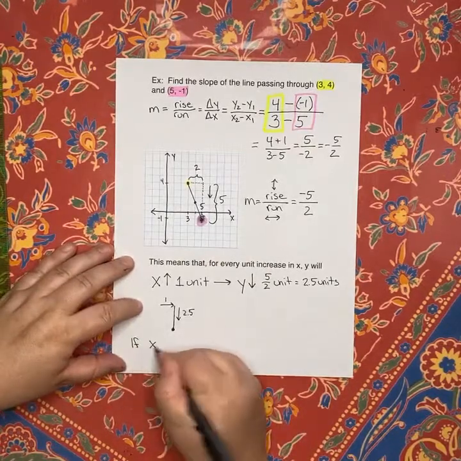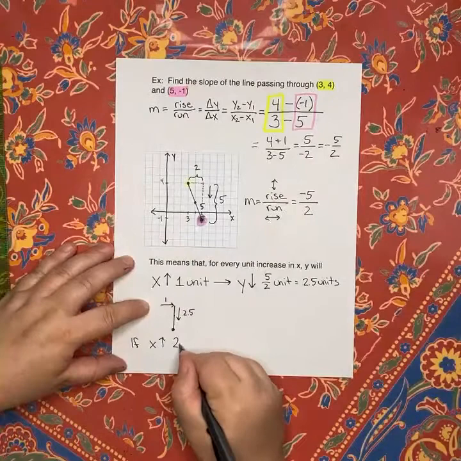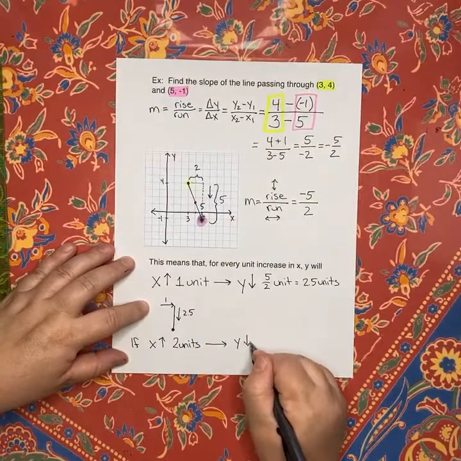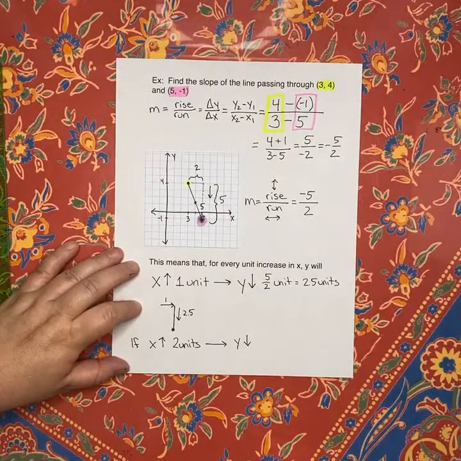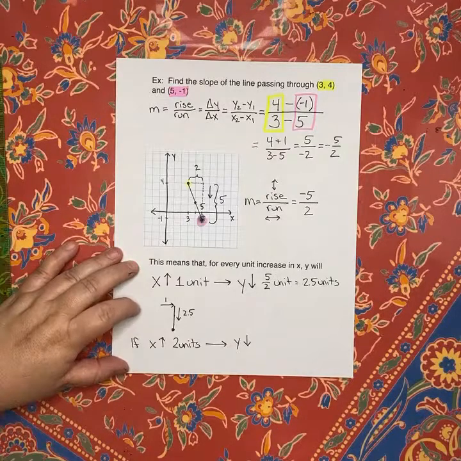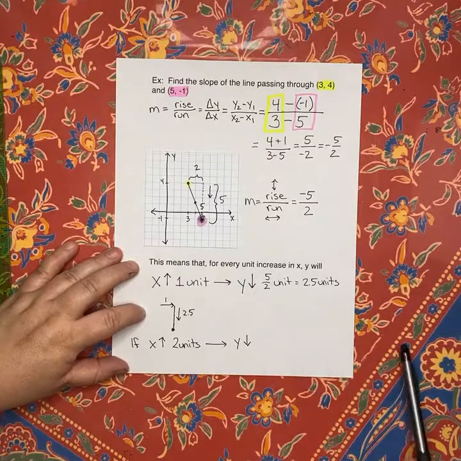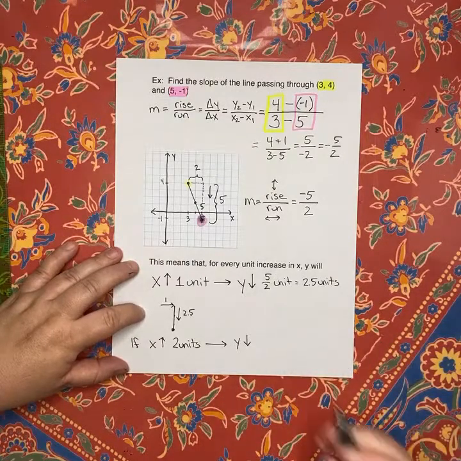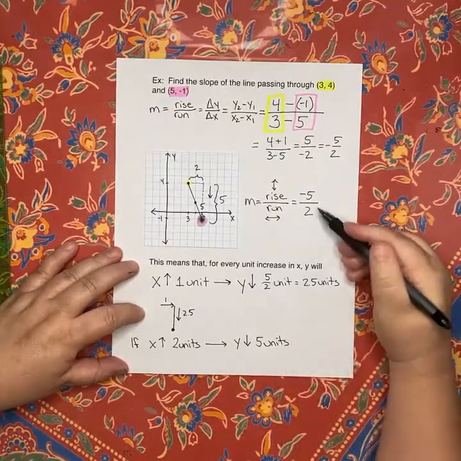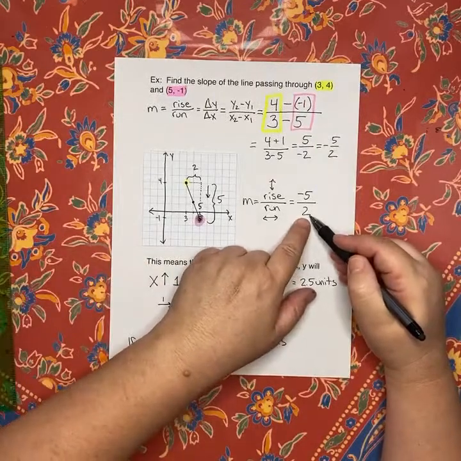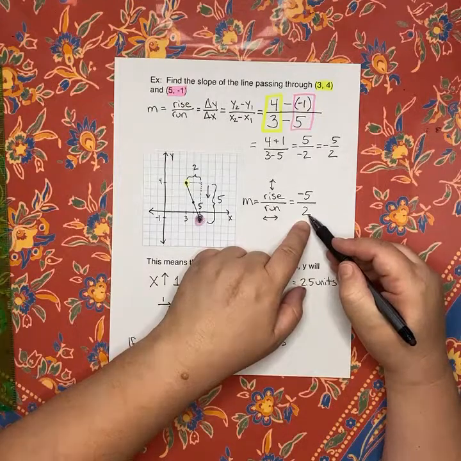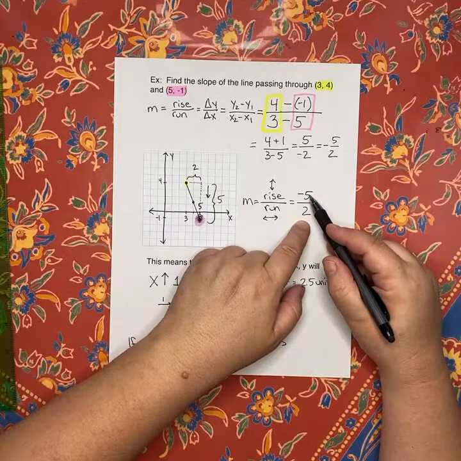If x increases by 2 units, y will decrease, y will head down by how many units? You got it. 5 units. As x goes up 2, y goes down 5. X goes to the right 2, y goes down 5.